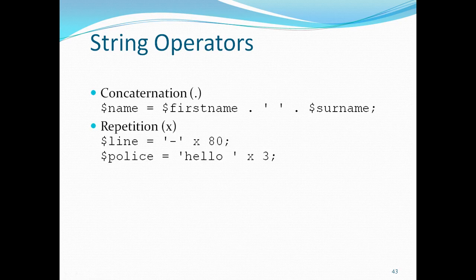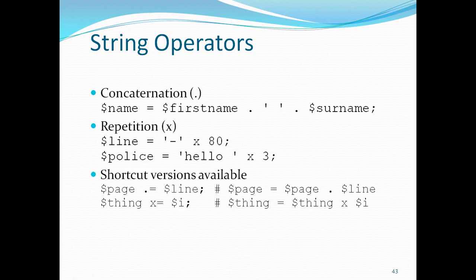We also have another string operation, where we need to repeat a certain text multiple times, or you want to print a particular character multiple times. Then we can use this x operator. So $line equals hyphen, and I want to repeat this hyphen 80 times. Hello will be repeated thrice. And the same way for page line and page lines. This is the shortcut variable, so this is equivalent to this, and this is equivalent to this.